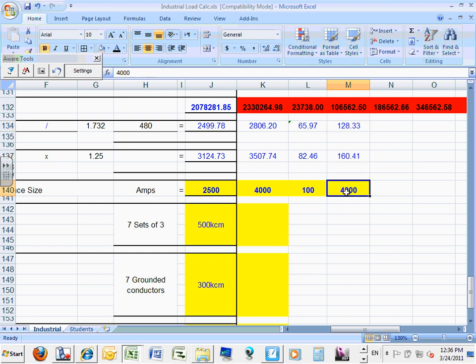What's the next standard from 160, guys? We have 175, right? As of now, 175. So my panel is going to be 175. Done. Let's go to the mechanical panel.